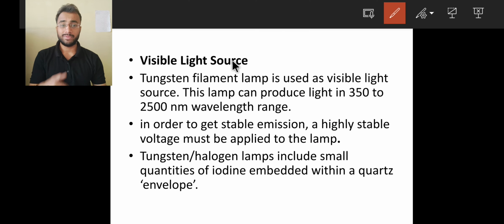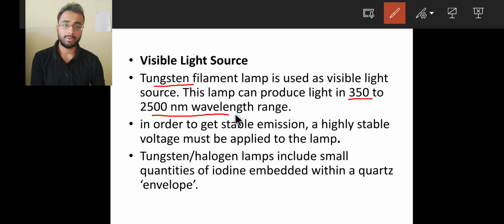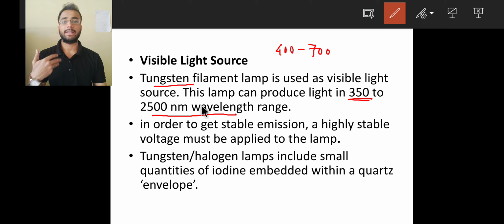And for the visible light source, what will we again use? Tungsten filament. This lamp can produce light in the 350 to 2500 nanometer wavelength range. For UV we require 100 to 300 nanometer range, but visible light actually has a wavelength range of 400 to 700 nanometer approximately, but this tungsten filament can produce this much range, 350 to almost 2500 nanometer. So in order to get a stable emission, a highly stable voltage must be applied to the lamp.